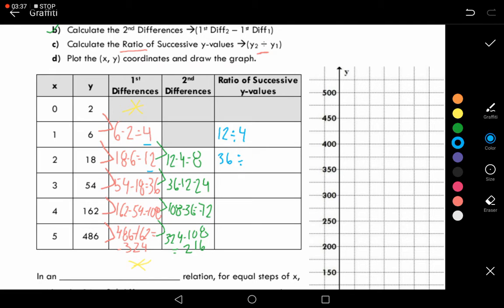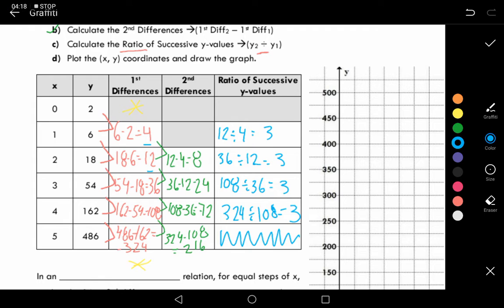Okay, see where I'm getting those numbers? 36 divided by 12. Okay, and that would be 3. This would also be 3. 108 divided by 36, also 3. Did I miss one? 1, 2, nope. And 324 divided by 108 should also be 3. Okay, and with this box, we don't have another value, so that one should actually be shaded out as well.